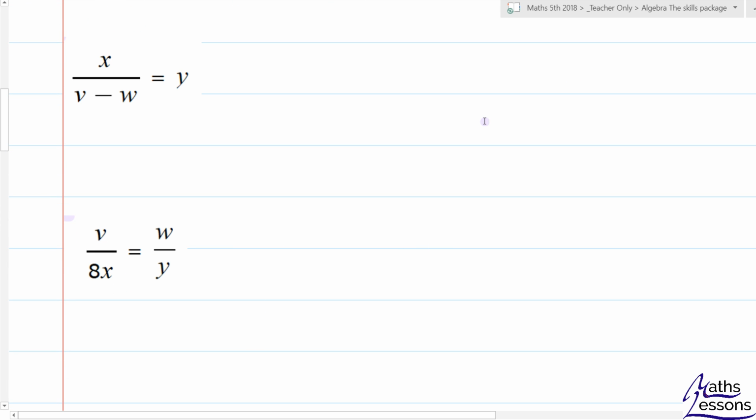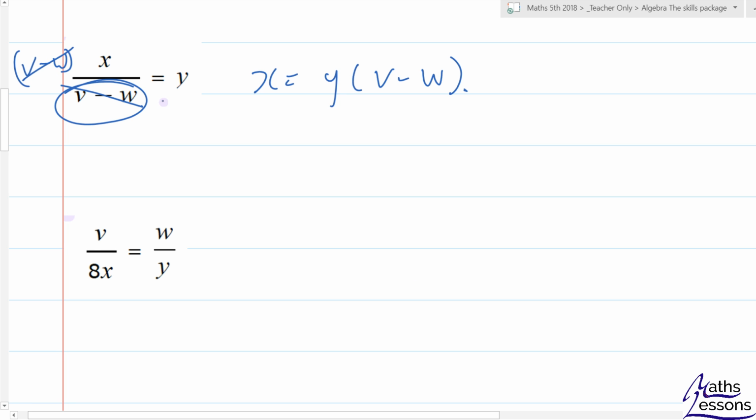You have 10 seconds, 20 seconds to have a look at that. Write these out. Times both sides by all of this. So we get x, v minus w. You could multiply the brackets, but you don't need to. Times by this, times by this side by this, it just cancels. Imagine v minus w cancelling out v minus w down there.